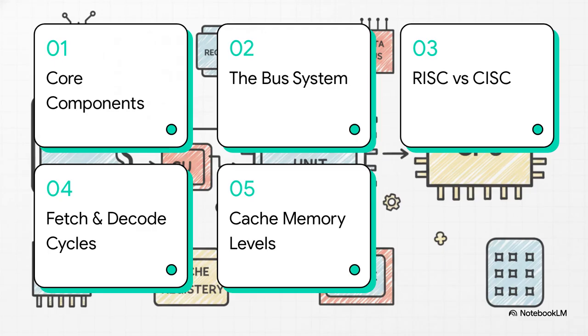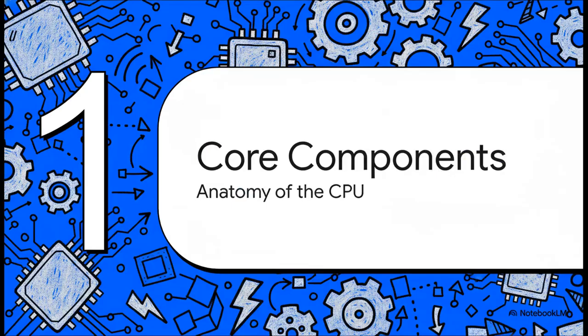So, here's our game plan. We'll start by checking out the core components, map out the bus system, compare RISC versus CISC architectures, walk through the fetch and decode cycles, and finally wrap things up with cache memory levels. Let's get to it. Part 1.